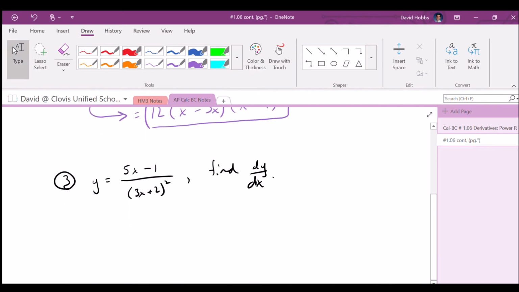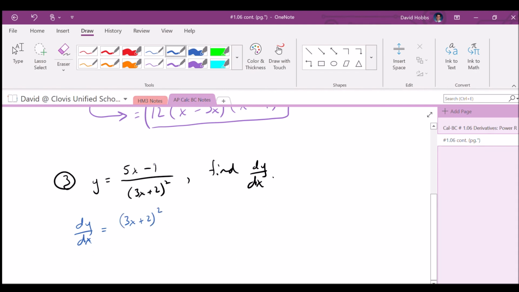Okay, and our third problem here is a quotient of variables, and we want the derivative. Okay, so here we go. dy/dx is, okay, low d high minus high d low over low low. Low, so what's the low? The low is 3x plus 2 quantity squared.